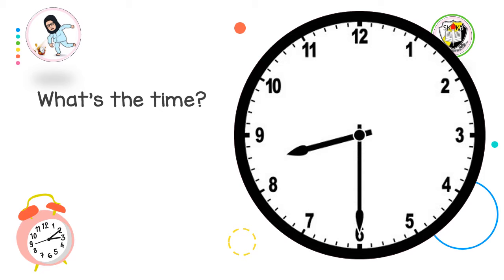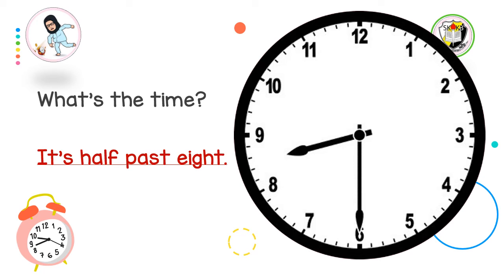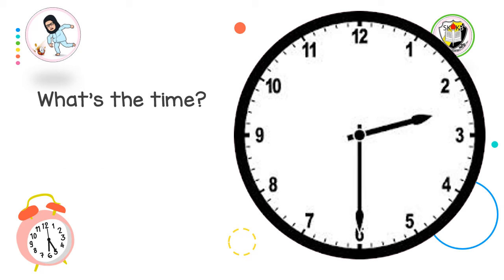Next, what's the time? The short hand is between 8 and 9. The long hand is at 6. Yes, it's 8:30. Repeat after me. It's 8:30. What's the time? The short hand is between 2 and 3. And the long hand is at 6. It's 2:30.